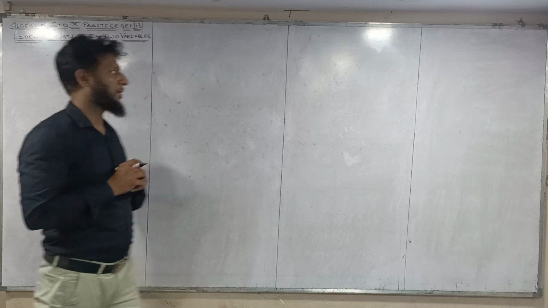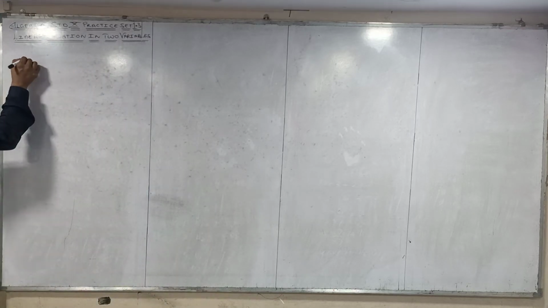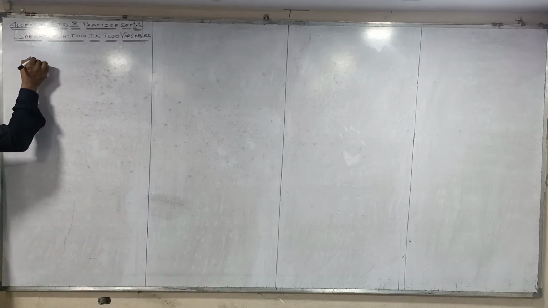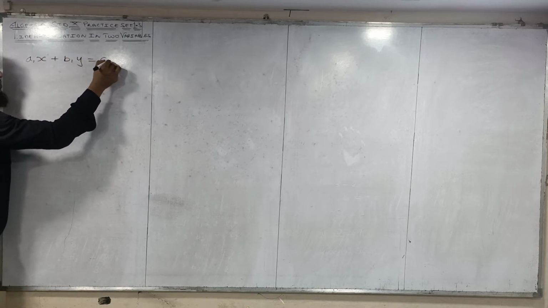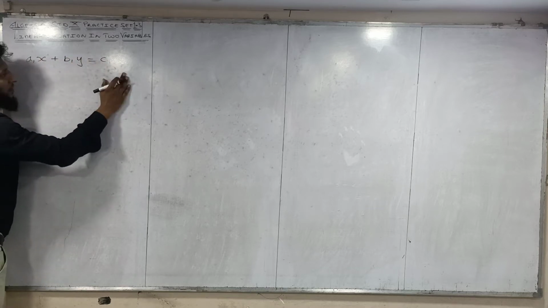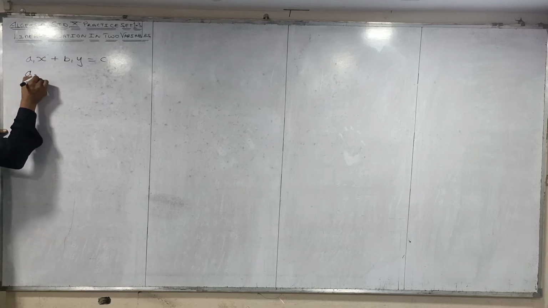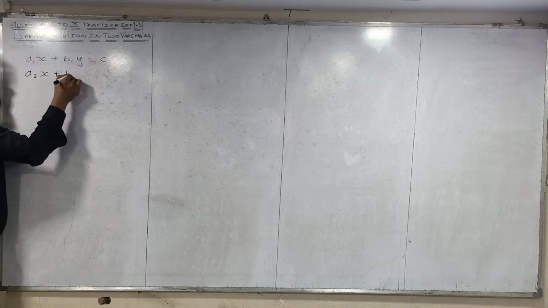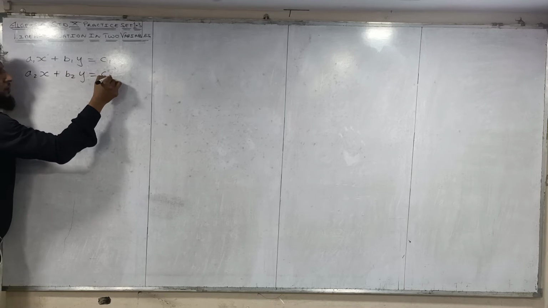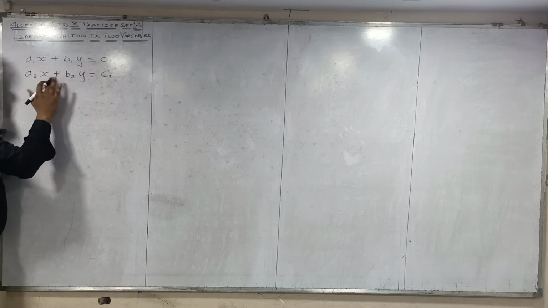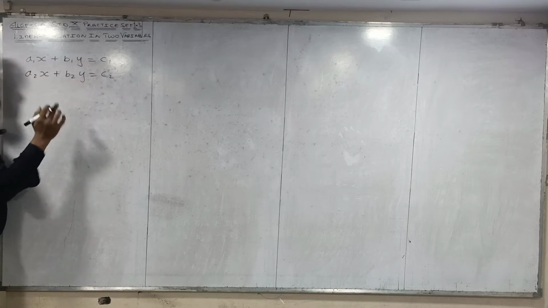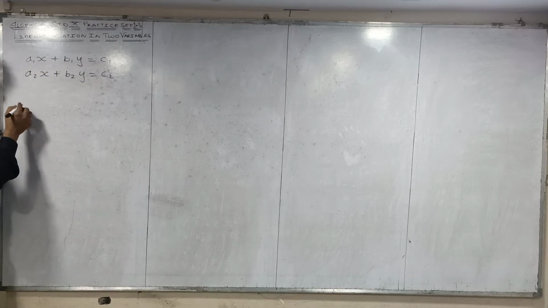For example, the equations are a1 x plus b1 y is equal to c1. This is the first equation. And the second equation is a2 x plus b2 y is equal to c2. Here x and y are the variables, and a, b and c are the numbers.